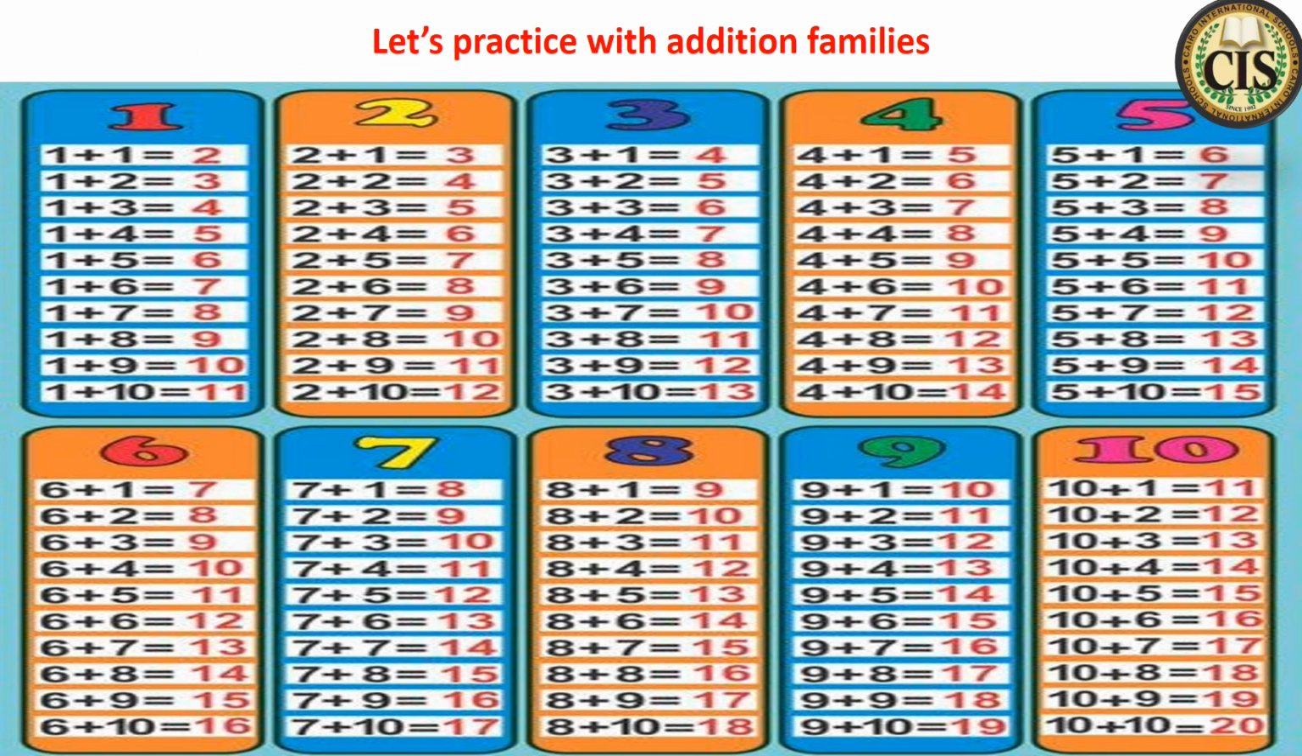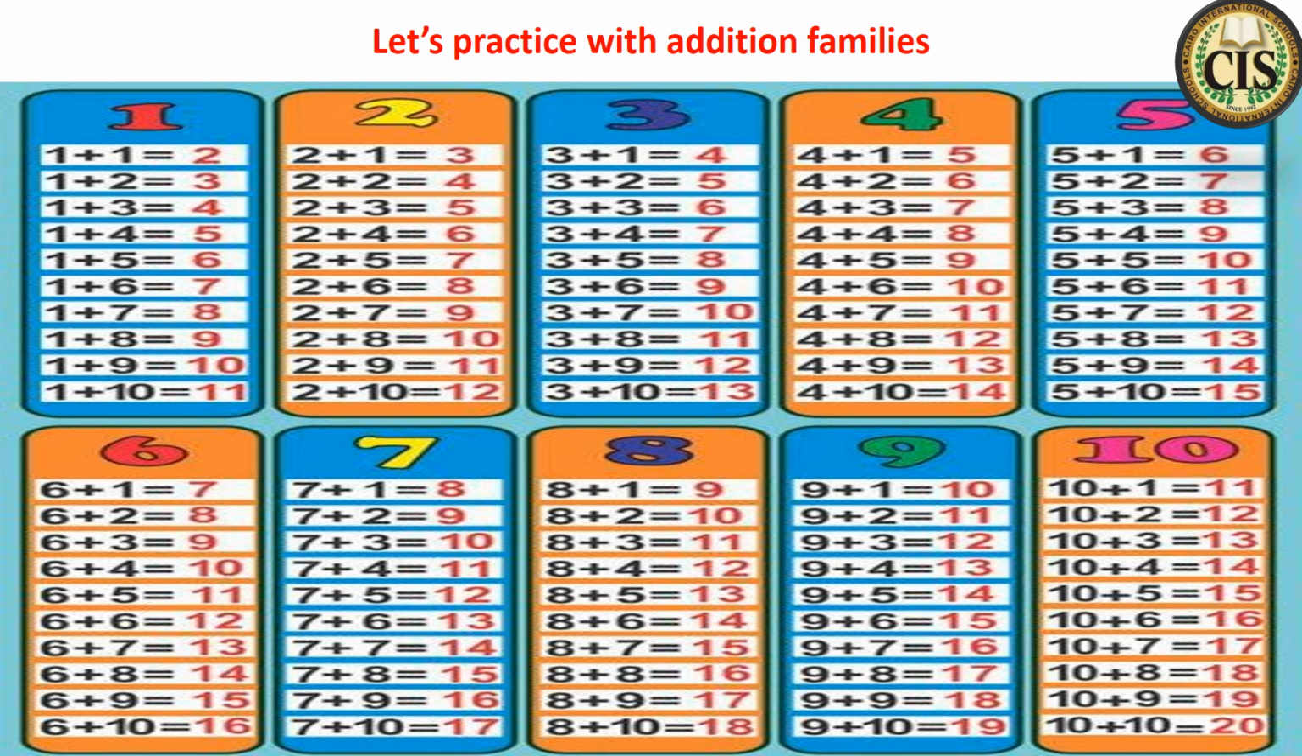The family of 1. It means any number added to 1. Let's find the result together. 1 plus 1. Put 1 in my mind and 1 on my fingers. And start counting after 1, 2. So the result will be 2. The next one, 1 plus 2. Put the big number 2 in my mind and 1 on my fingers. And start counting after 2, 3. So we will write 3.